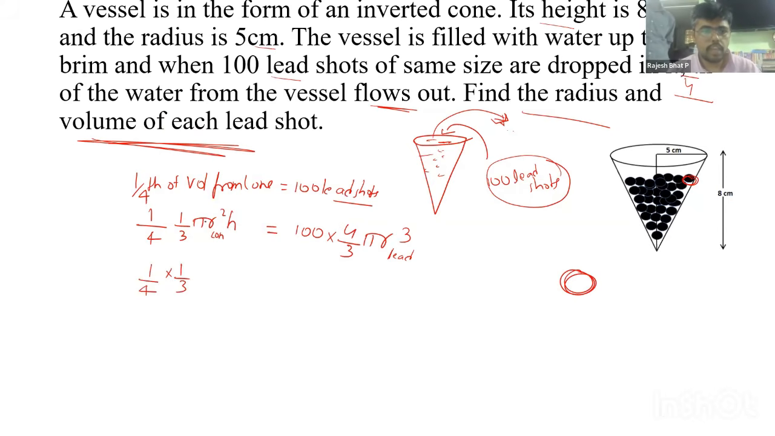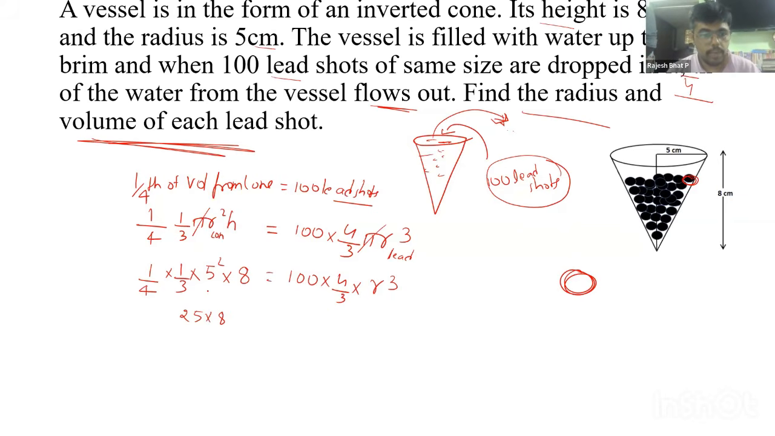1/3, and see, pi and pi cancel here. It is very simple. But the radius of the cone, what is it? It is 5 square. What is the height of the cone? It is given, 8 centimeter. Then 100 into 4/3 r cube. The radius is what we need to find out. Now you simplify everything. If you simplify, you will get 25 into 8.